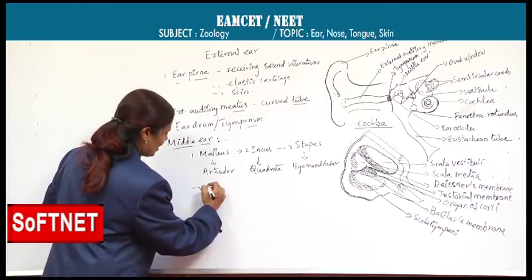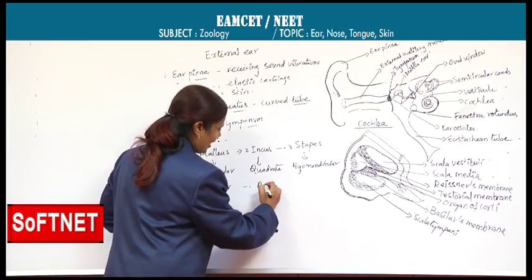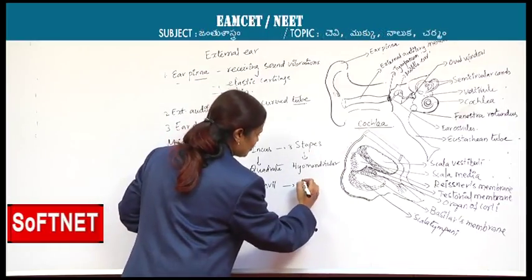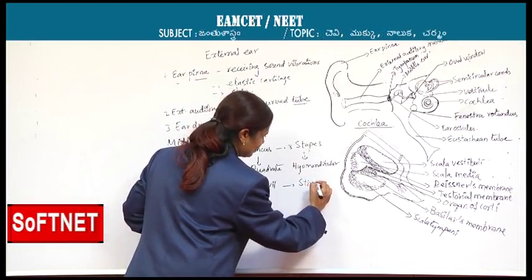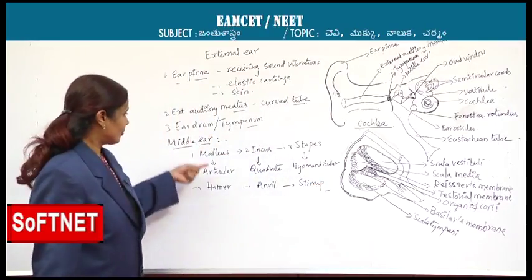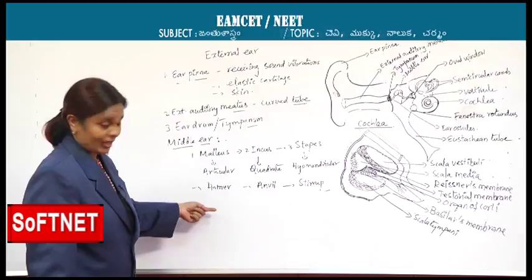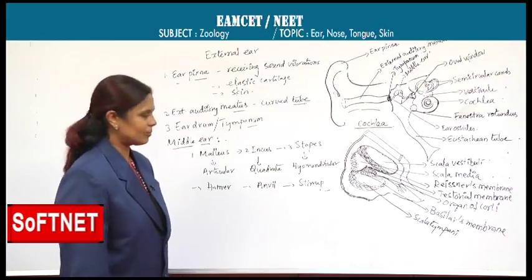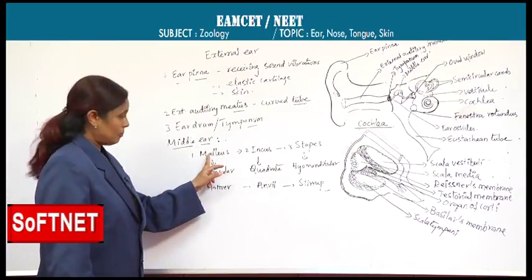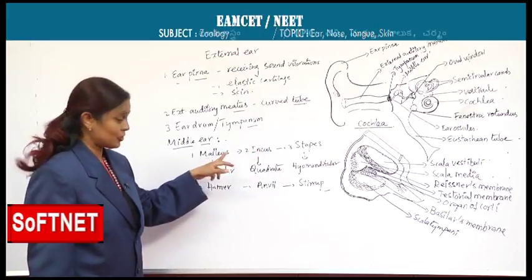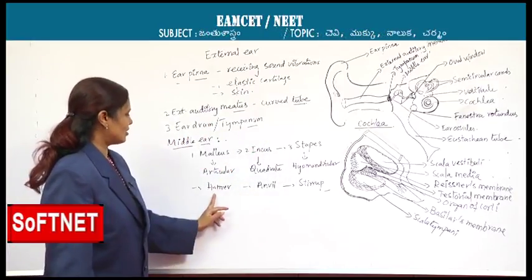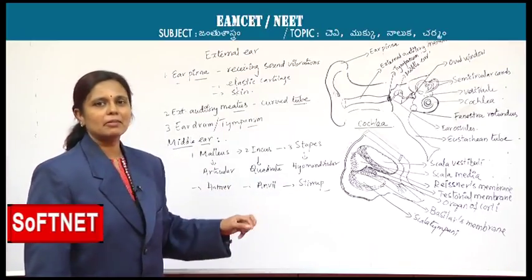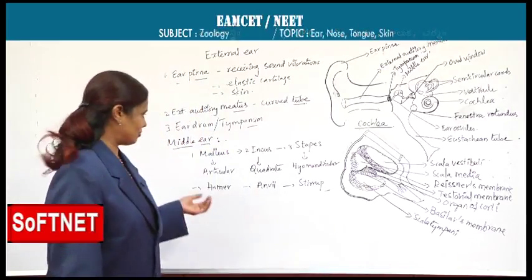Now, based on the shape, malleus is called hammer, incus is called anvil, and stapes is called stirrup. So, malleus is hammer, incus is anvil, and stapes is stirrup. To remember easily, malleus, incus, stapes, I asked you to remember it as miss, and now this is has, hammer, anvil, stapes. Miss, has, the order, very easy to remember.